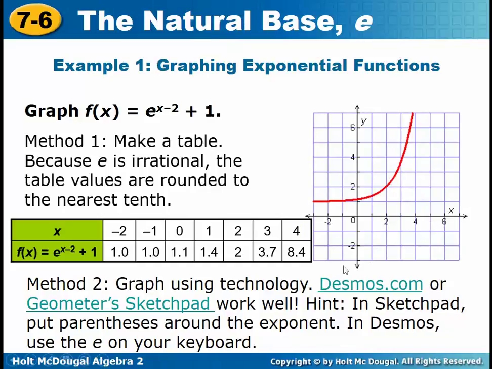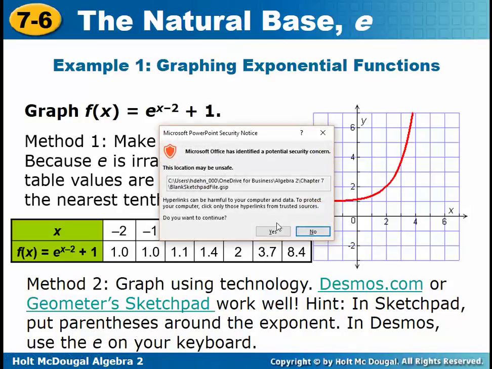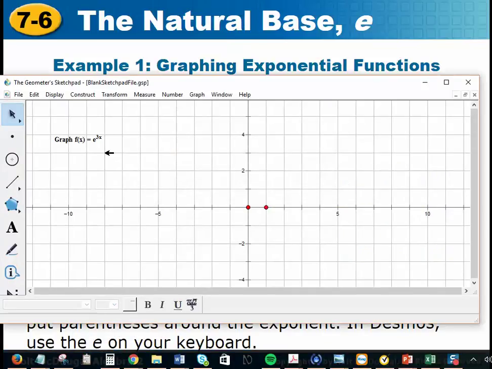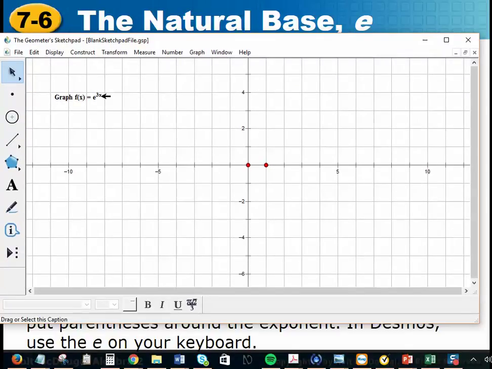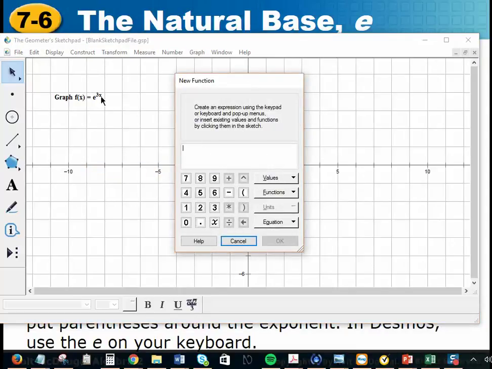You can also, of course, use graphing technology. In Sketchpad, if you want to graph an exponent that has more than one number in it, like this is 3x for the exponent, then put parentheses around the 3 and the x. Also, to find e, you go to the values menu, and there it is there. Pi is there as well. And then we use the exponent.